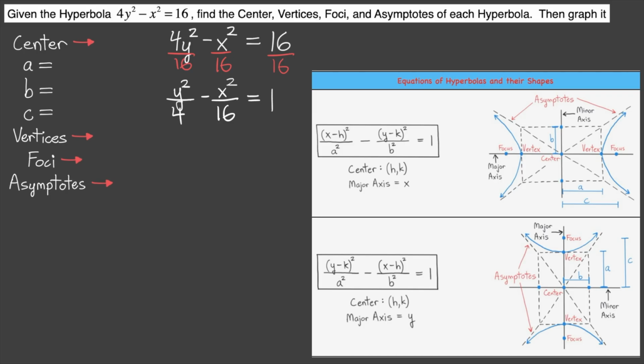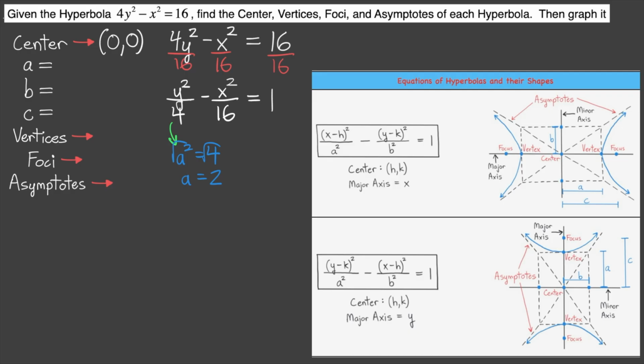So let's start with the center. Since there's no numbers on top here, it's just y squared and x squared, that really means y minus 0 squared and x minus 0 squared. So the center is simply (0, 0). All right, and then our a value, so a squared is 4. So therefore, a is going to equal 2. So we'll go ahead and write that here. So a squared equals 4. Take the square root of both sides. So a equals 2.